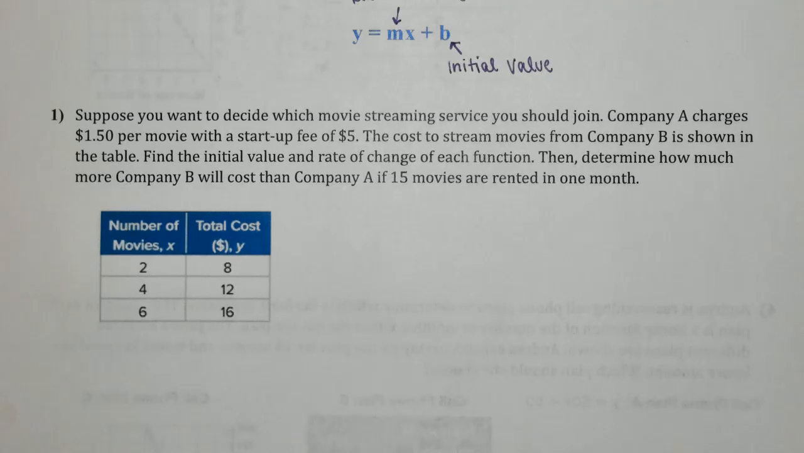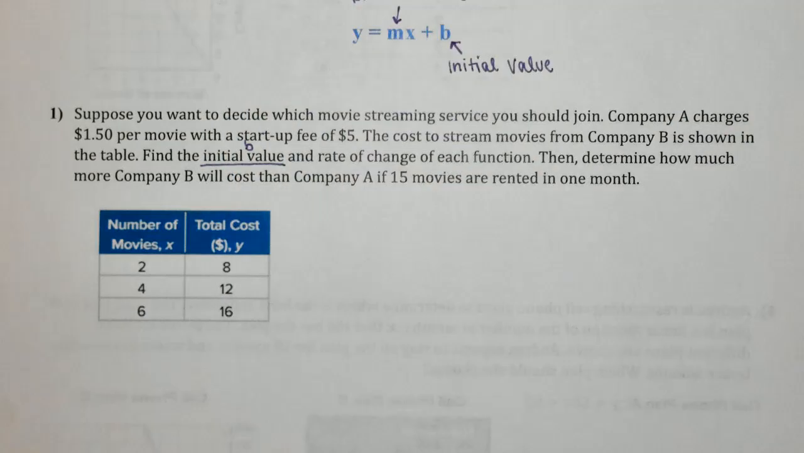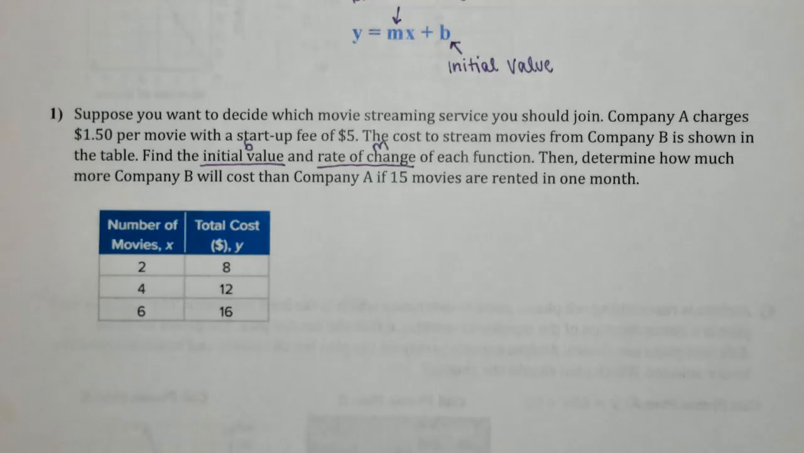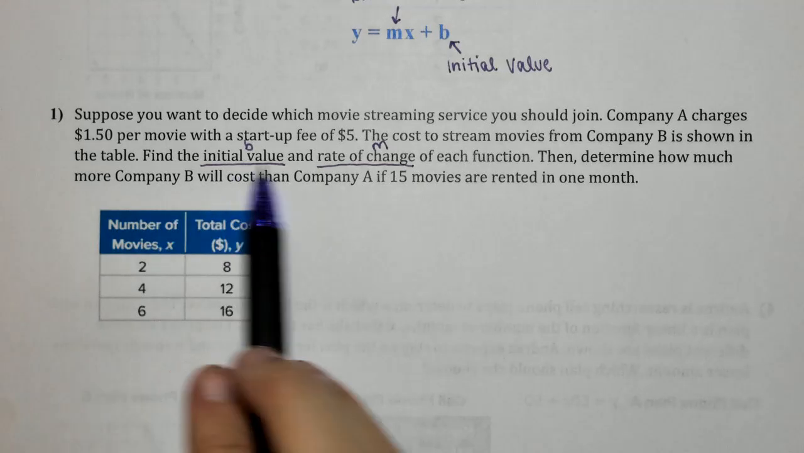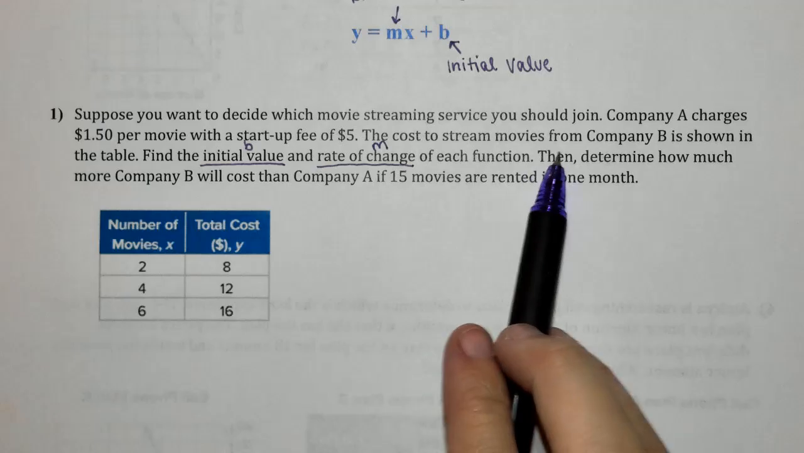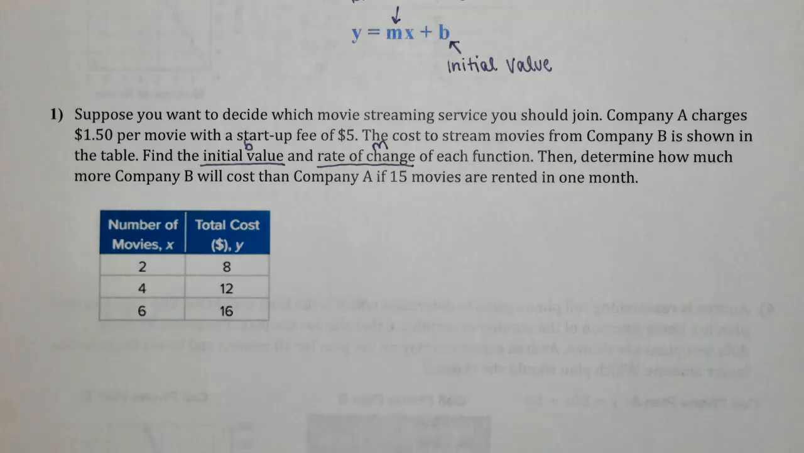Find the initial value. Here's what I'm going to do: I'm going to underline that and put b. So find the initial value and the rate of change, I'm going to put m, of each function. Then determine how much more Company B will cost than Company A if 15 movies are rented in 1 month. So we have multiple steps here. The first says to find the initial value and rate of change of each function. There are 2 functions.